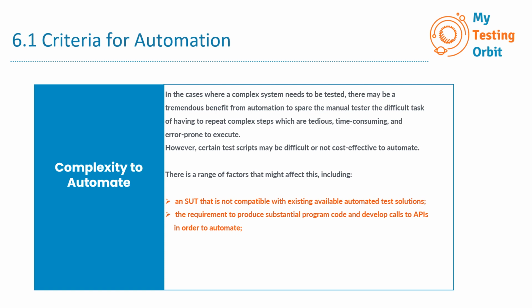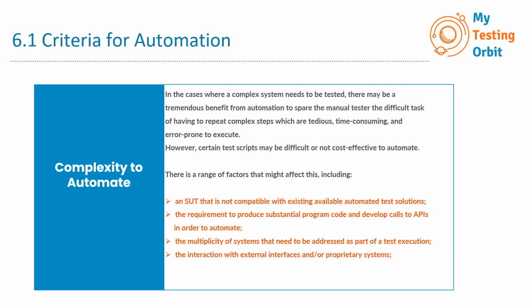The next factor is the multiplicity of systems that need to be addressed as part of a test execution. So let's first understand what is meant by the multiplicity of systems. Okay, so this refers to dealing with the complexity of testing software or applications that comprise multiple interconnected components and external dependencies.